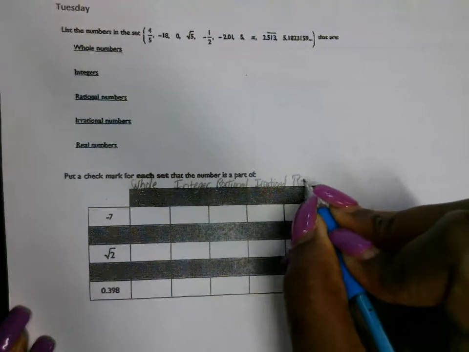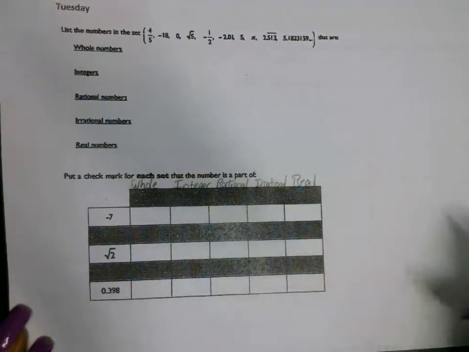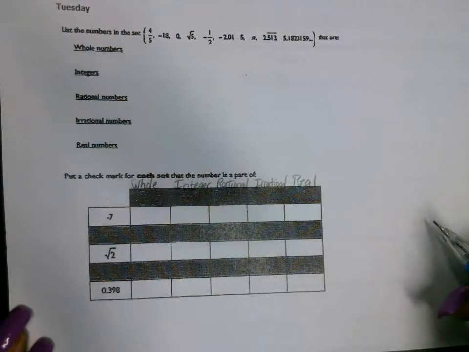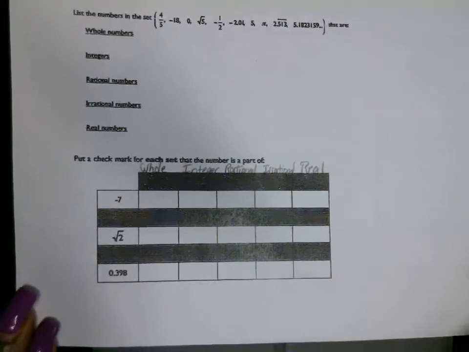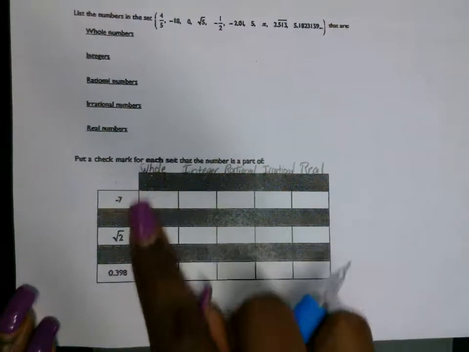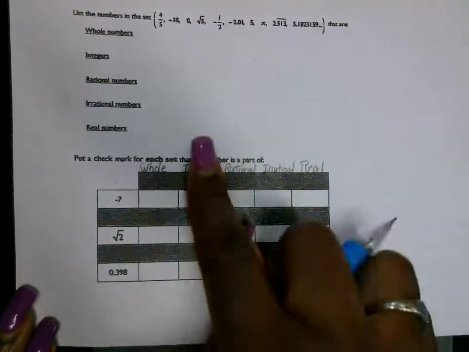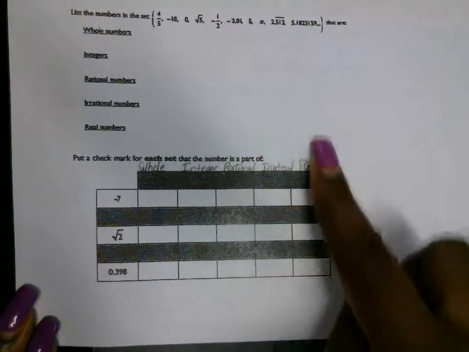It doesn't say Wednesday on this, but I'm assuming that they don't have to do the backs. For Tuesday, it doesn't connect. Oh, Wednesday got chopped off. Okay, so this is Wednesday. Yeah, it's on the back. So whole number, integer, rational, irrational, and real.